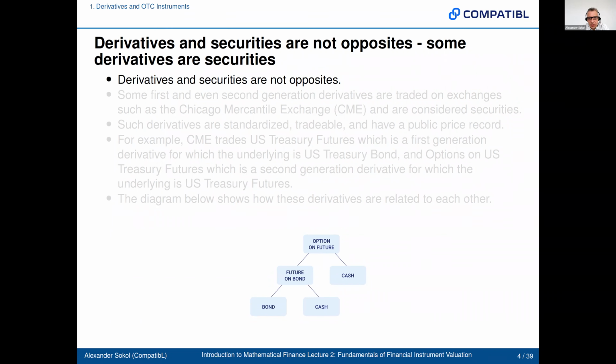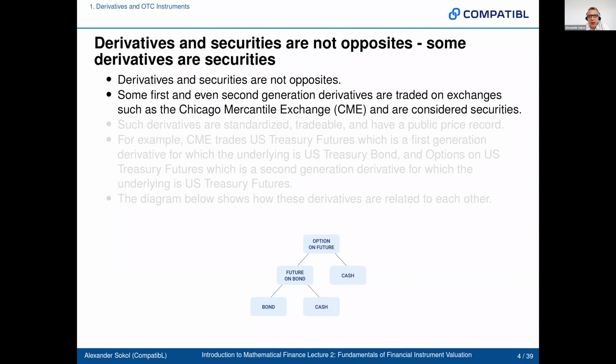So derivatives and securities are not opposites. Some derivatives are securities. Some first or even second generation derivatives are traded on exchanges just like stock. Sometimes one exchange will trade stocks and derivatives, sometimes there is a specialized derivatives exchange. For example, many derivatives trade on the Chicago Mercantile Exchange, which is today most of the time just called by its abbreviation CME, and they are considered securities.